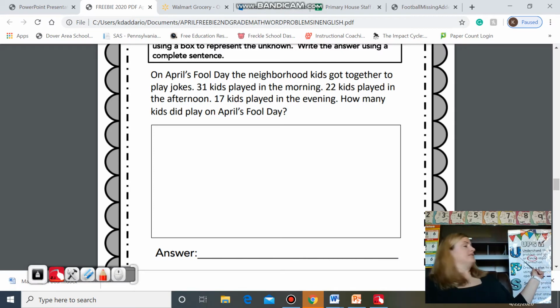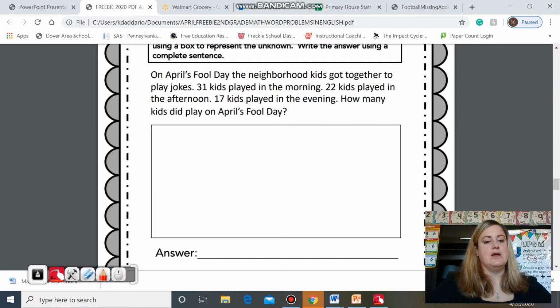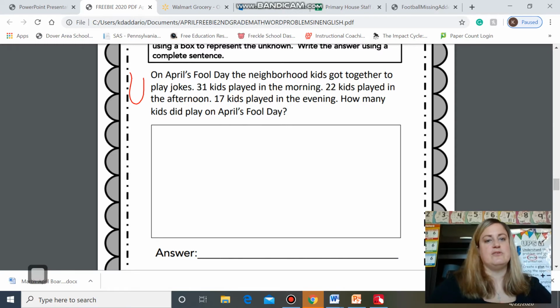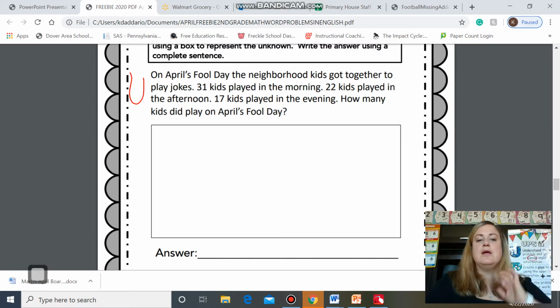My first step is the U, which is understand. I'm going to put a U right here next to the word problem because this is where that step takes place. And I'm going to go back, reread, and underline the important information. On April Fool's Day, the neighborhood kids got together to play jokes. Nothing really important there that I need to underline or know to solve the problem.